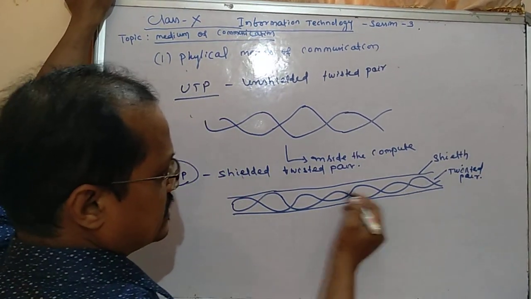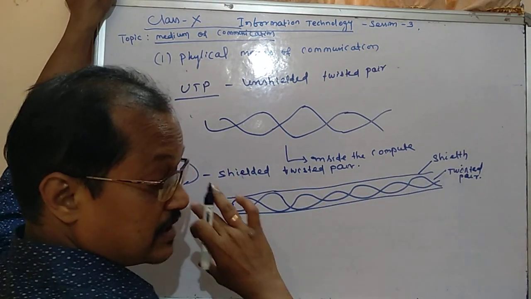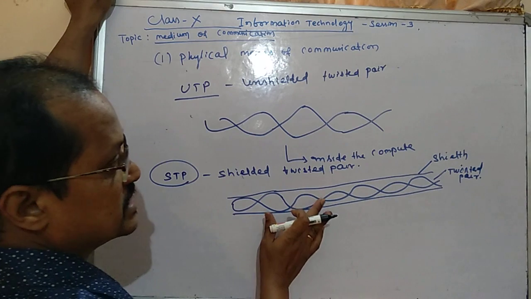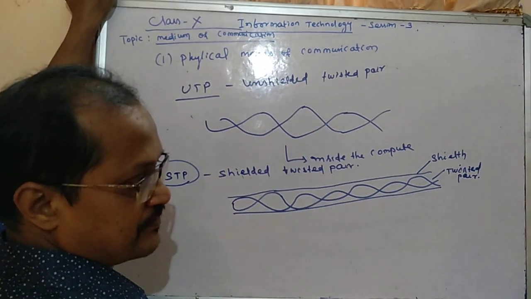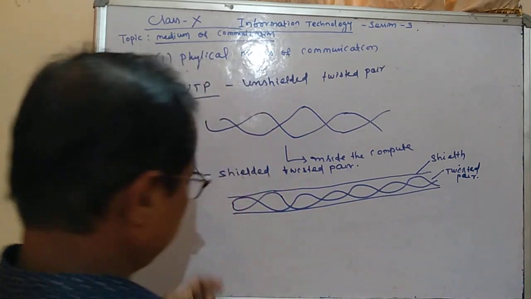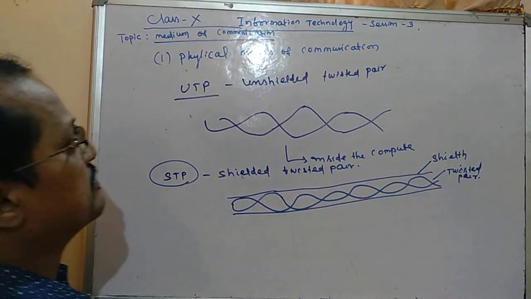Twisted pair, and this is the sheath. Sheath is a cover, a plastic coat. The plastic cover is over the twisted pair. That is a little safer than the twisted pair. They are used for different purposes. These are all physical means of communication, a medium of communication.